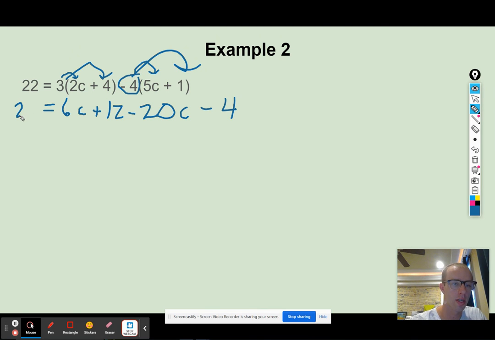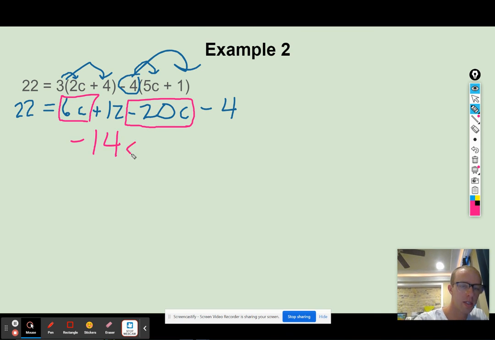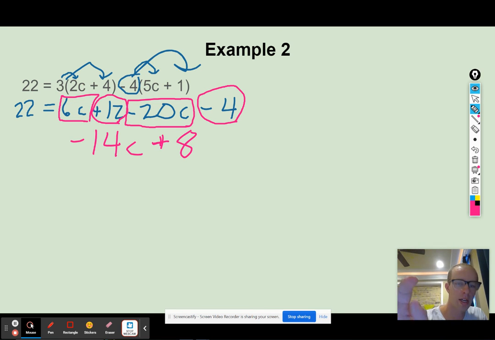I can write equals 22. But it's still not as simple as it can be because I got a lot of like terms here that I can combine. I have a 6c and a negative 20c. Those combine for negative 14c. Then I have a positive 12 and a minus 4. We all know 12 minus 4 is 8. So I get negative 14c plus 8 on this side. So I just have a 22.